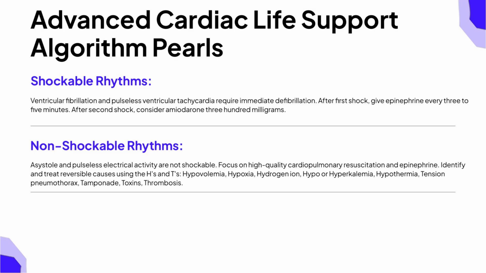Non-shockable rhythms include asystole and pulseless electrical activity. These are not shockable, so focus on high-quality cardiopulmonary resuscitation and epinephrine. Identify and treat reversible causes using the H's and T's: hypovolemia, hypoxia, hydrogen ion or acidosis, hypo or hyperkalemia, hypothermia, tension pneumothorax, tamponade, toxins, and thrombosis.